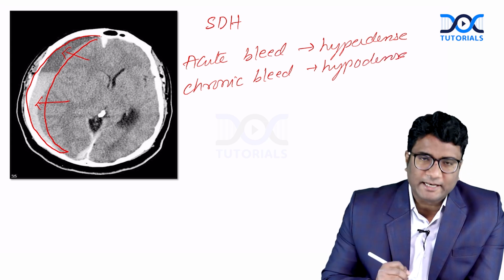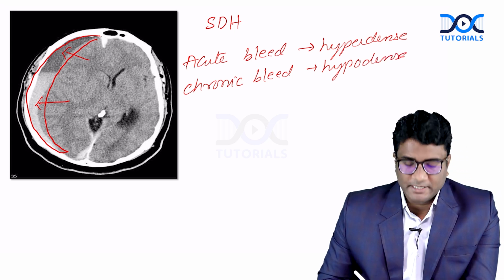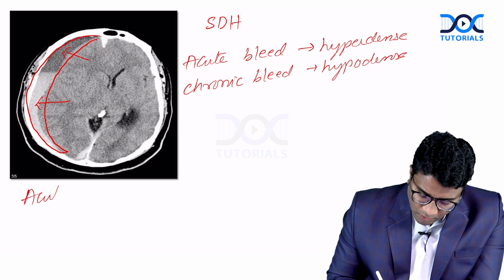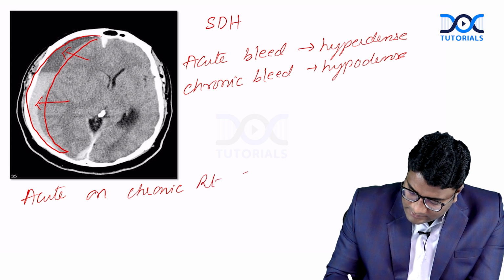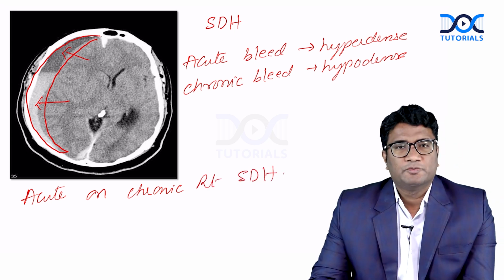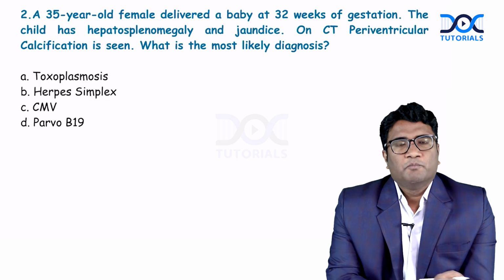So, here we have two collections. One is hypodense and one is hyperdense. So, this is an acute on chronic right subdural hematoma. So, be familiar with these images. Moving on to the next question.